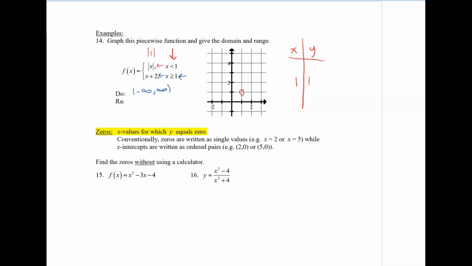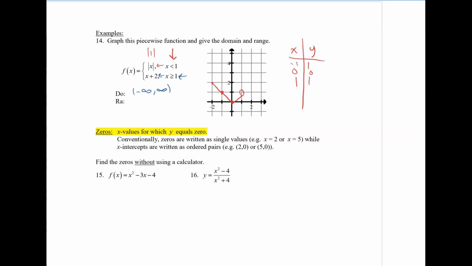And then to the left, my y value is just going to be my x value. So at 0, 0. At negative 1, it's the absolute value of that, so that's positive 1. 0, 0. Negative 1 is positive 1, and so on and so forth. So I get this graph for values less than 1.